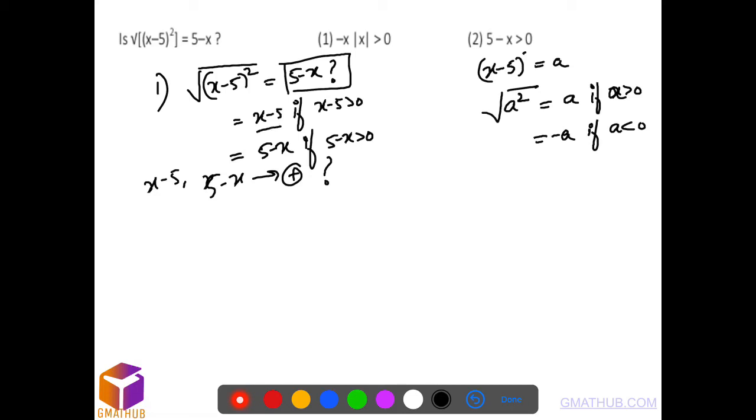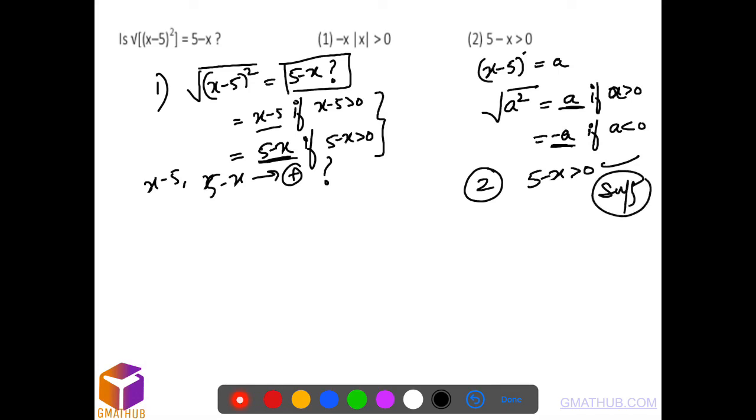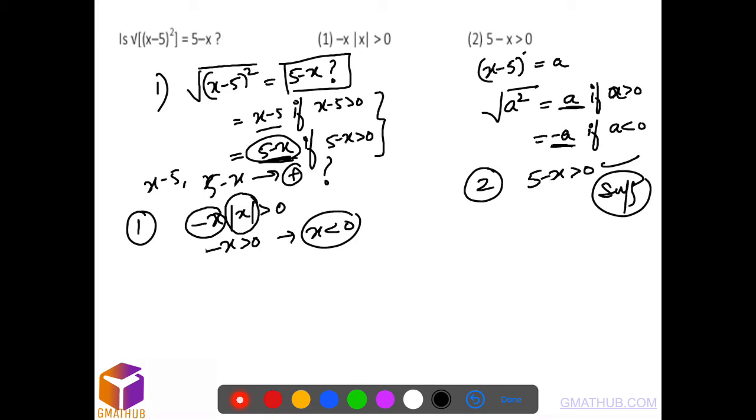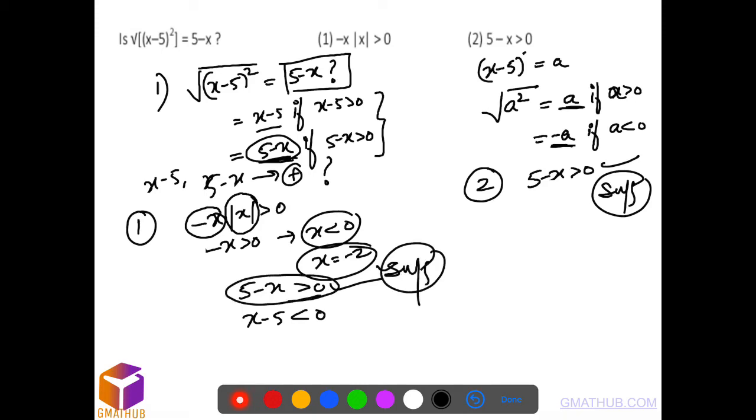The result will be either x minus 5 or 5 minus x, depending upon which one is positive. If you see, second statement simply says 5 minus x is positive, so it simply tells me yes, this is positive, so this will be the answer, sufficient. First statement tells me minus x into mod of x is positive. So mod of x is always positive, so minus x should also be positive. That means x is negative. So if x is negative, let's say x is equal to minus 2, so 5 minus x would be positive and x minus 5 would be negative. So again, we know which one is positive, sufficient. D would be the answer.